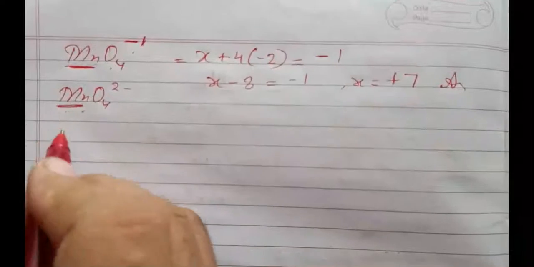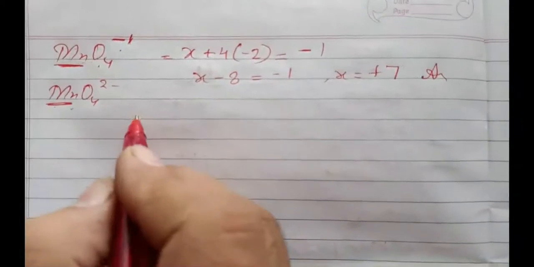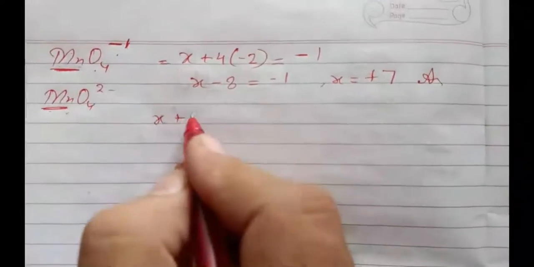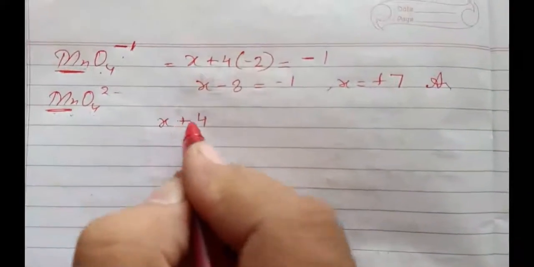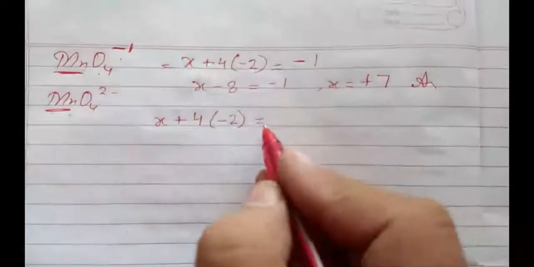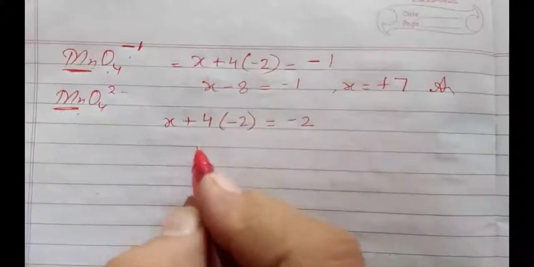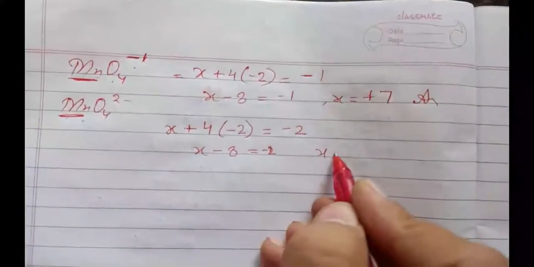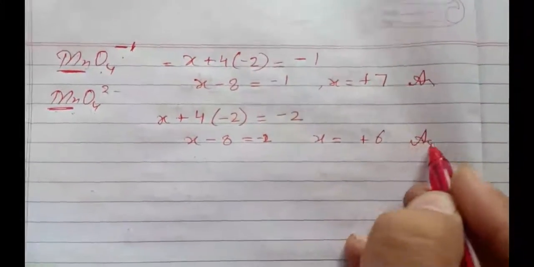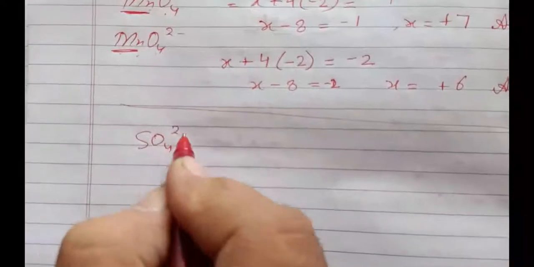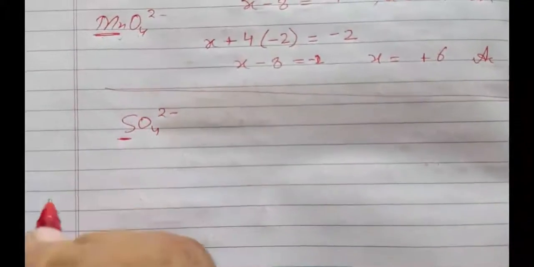Answer. Here, if you are supposed to find, you try from your side. What is it? x. Very good. Then we write 4. Very good. Oxidation number of oxygen is -2. Then it must be equal to -2. So x minus 8 is equal to -2, and x will be equal to +6. This is our answer. Similarly, you can find in other compounds also, like if I ask you in SO4 2- ion, find the oxidation number of sulfur.